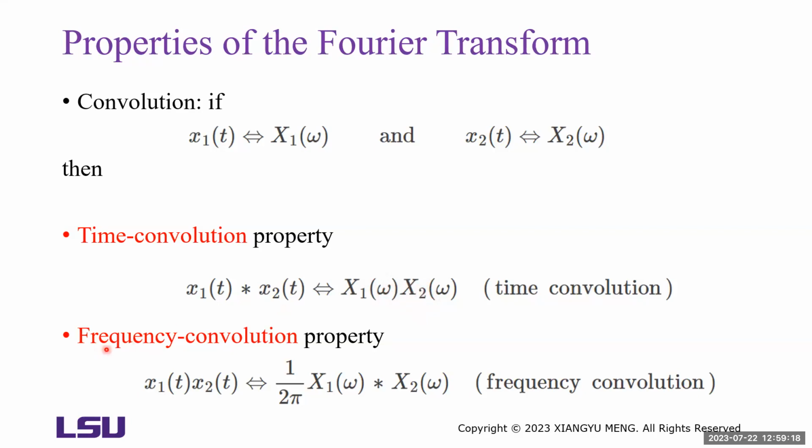The frequency convolution property states like this. In the time domain, the signal x1 times x2 has a Fourier transform in the frequency domain of 1 over 2 pi times the convolution of X1 and X2.